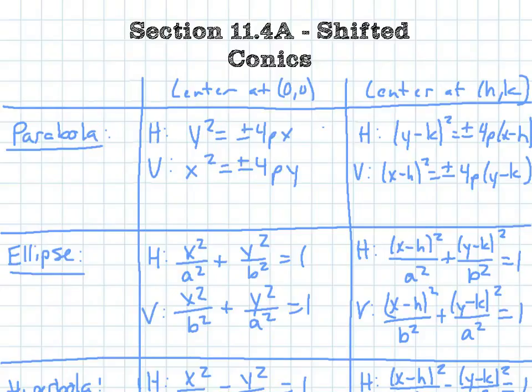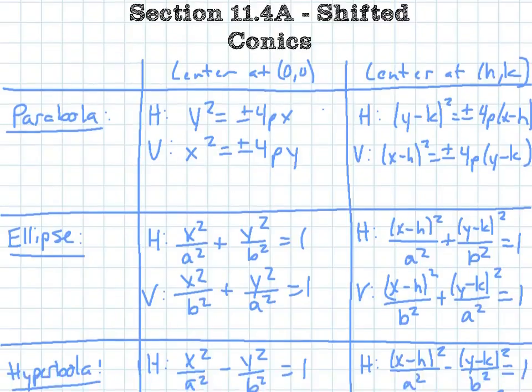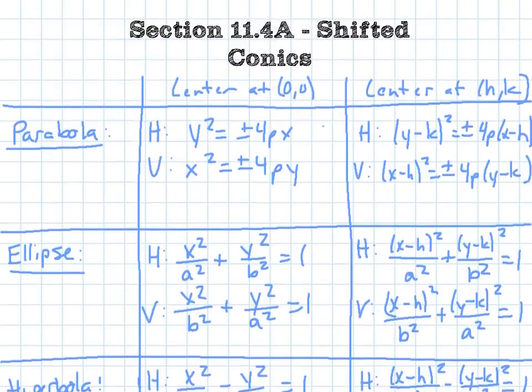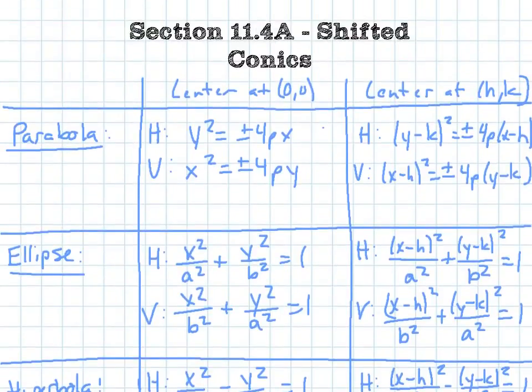Alright, today's lesson 11.4a will be talking about shifting our conic sections. So in the middle column here is your center at 0, 0. I know the parabola doesn't have a center, its vertex is 0, 0, but that is the origin still. So for the middle one, we've already talked about all these equations in their origin form. So now we're moving them to the center of h, k, where their equations will differ a little bit.